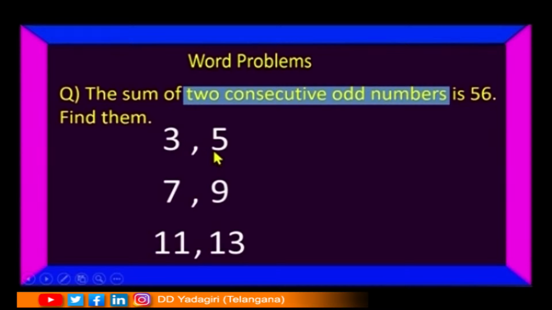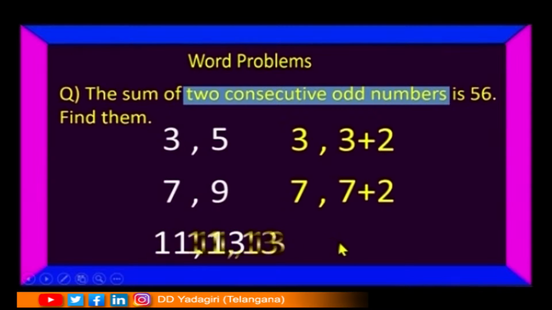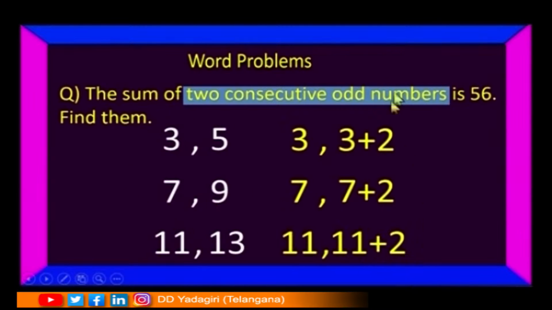Let us discuss more deeply about these consecutive odd numbers. Suppose you take 3 and 5, 5 can be written as 3 plus 2. That means, this number is just 2 more than its previous odd number. And in 7, 9 also, 9 is 7 plus 2, that is, it is just 2 more than the previous odd number. In 11, 13 also, 13 can be written as 11 plus 2.